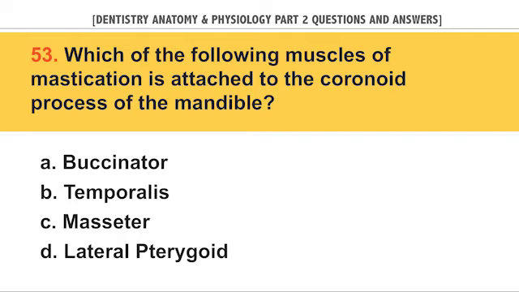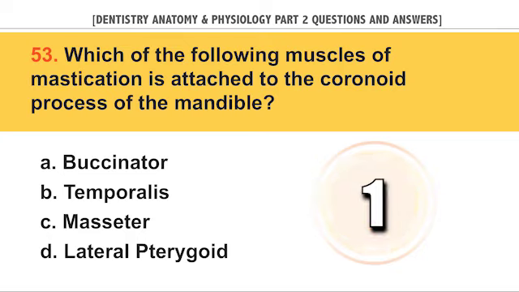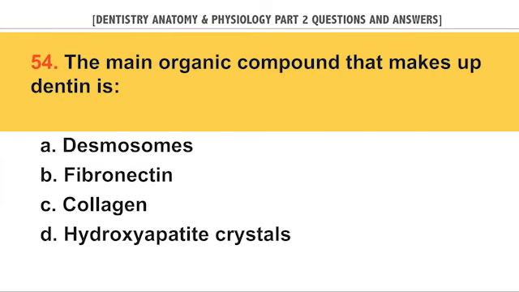Which of the following muscles of mastication is attached to the coronoid process of the mandible? A. Buccinator, B. Temporalis, C. Masseter, D. Lateral pterygoid. Answer B. Temporalis. The main organic compound that makes up dentin is: A. Desmosomes, B. Fibronectin, C. Collagen, D. Hydroxyapatite crystals.